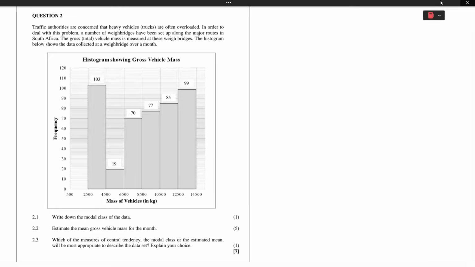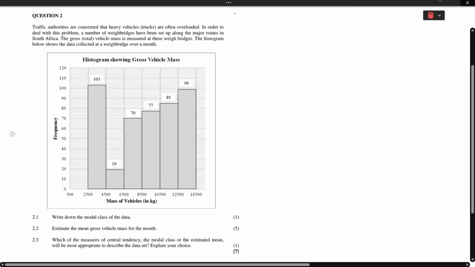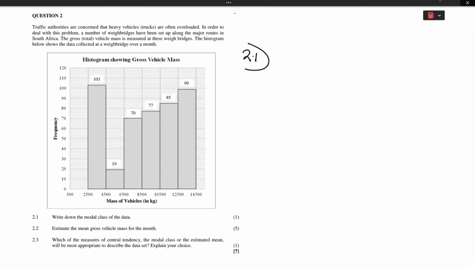Now write down the modal class of the data. What is the modal class, learners? It is the one with the highest frequency. Let me write here 2.1, the one with the highest frequency. So which one has the highest frequency? The modal class, I can see, is this one. The highest frequency is 103, so it's between here. So the answer is going to be 2.5 less or equal to x less than 4.5.